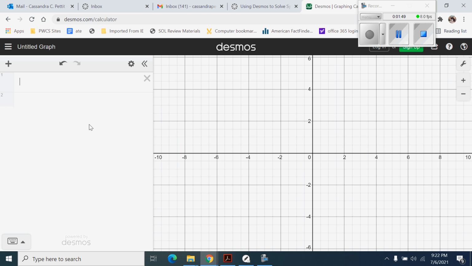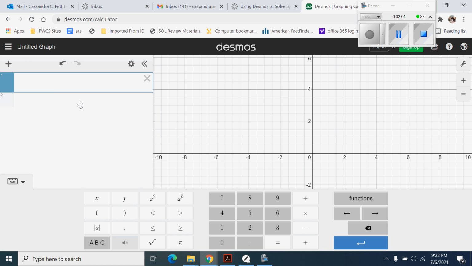Okay, so what about a system of equations? Well, let's say that I had two equations. I'm just going to go ahead and type them here. What's nice about this is if they're in slope-intercept form, I can graph them. So normally when we are solving a system by graphing, we put them into slope-intercept form.